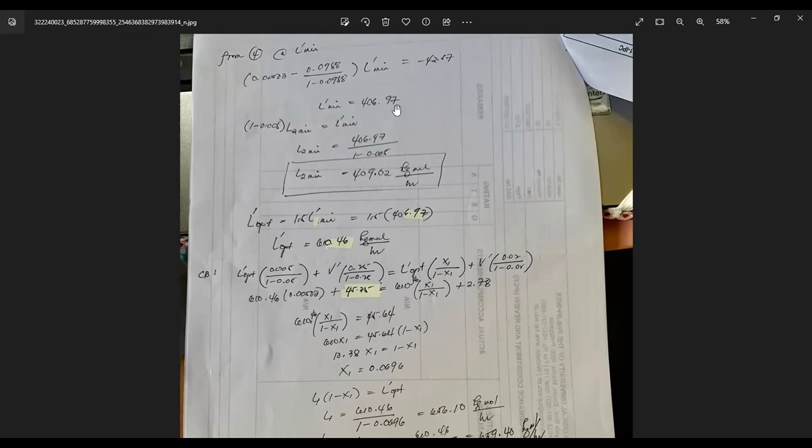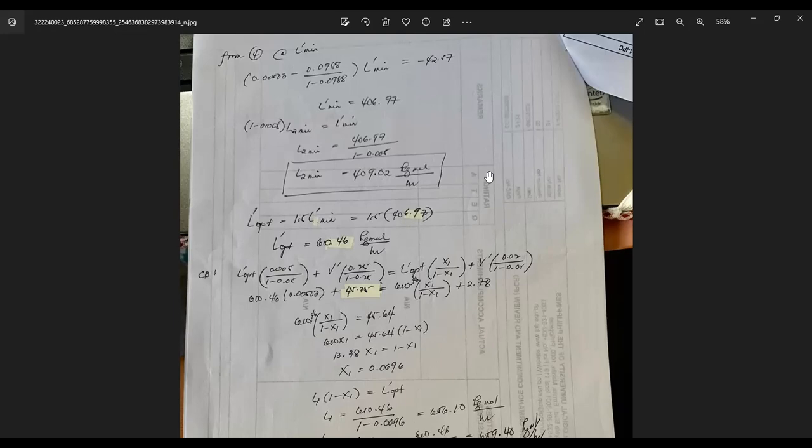So the actual minimum solvent requirement, which contains 0.005 ammonia, is this. Your answer is not this one, but this one. Your answer for minimum solvent requirement would have been this if you're using pure water as the solvent. But in this case, you're not using pure water, so this is your minimum solvent requirement.